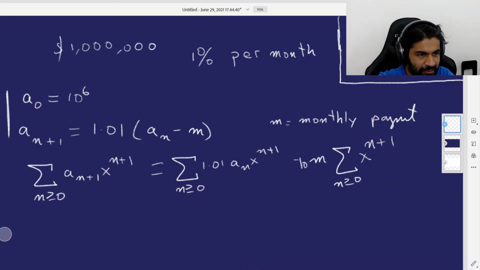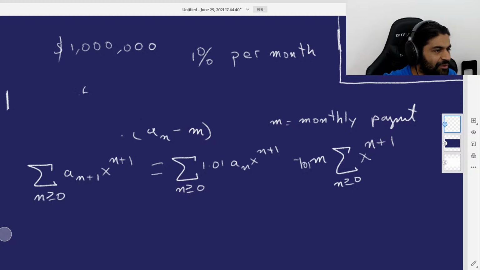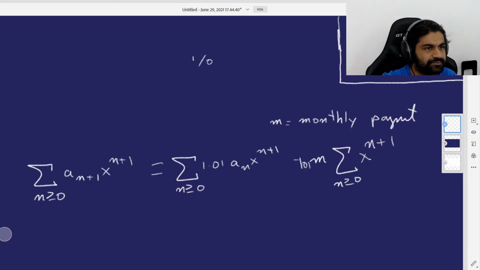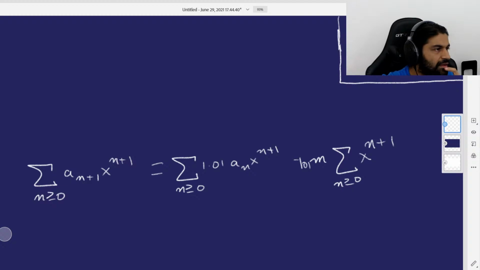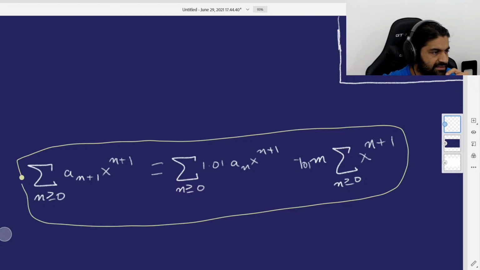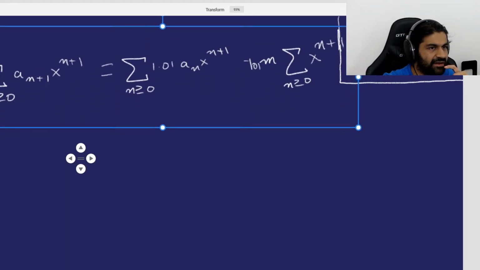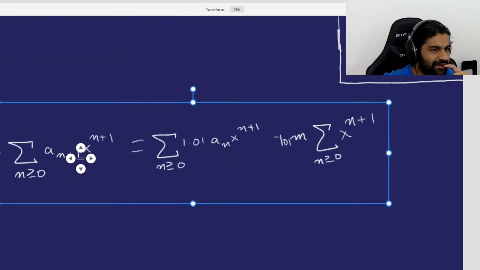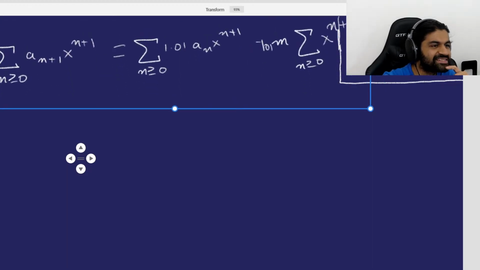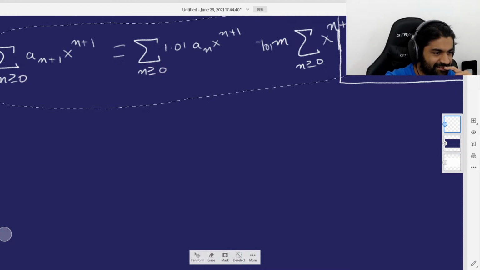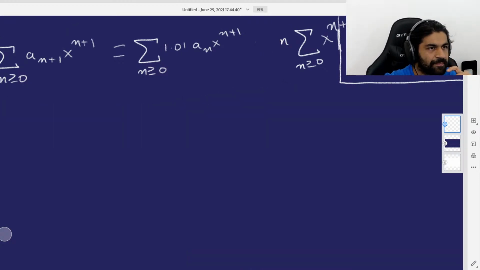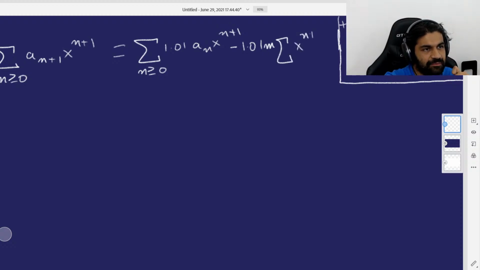So this should be 1.01. All right. I'm just going to tidy up the board a little bit just because I'm running out of room. Okay. Just going to take this and put it up here. I'm only slightly covering it. Okay, just minus 1.01 m, the sum x to the n plus 1, n greater than or equal to 0. Okay, now we're doing well.